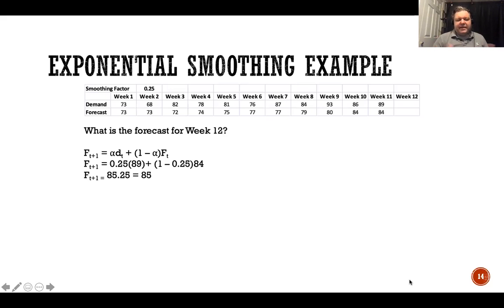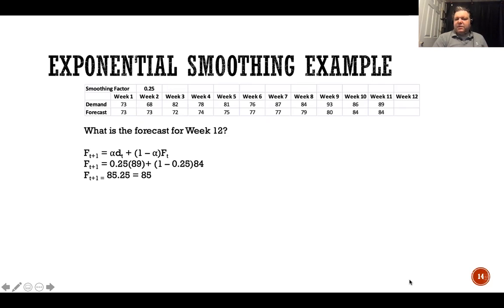Again, normally, I think I did that when I made these slides. Normally, I would round up. So if you round up or down, it doesn't matter, right? Probably always better to have a little bit more than a little bit less, but still. So week 12 is going to be 85, just for this example. So we know that the forecast for week 12 is 85.